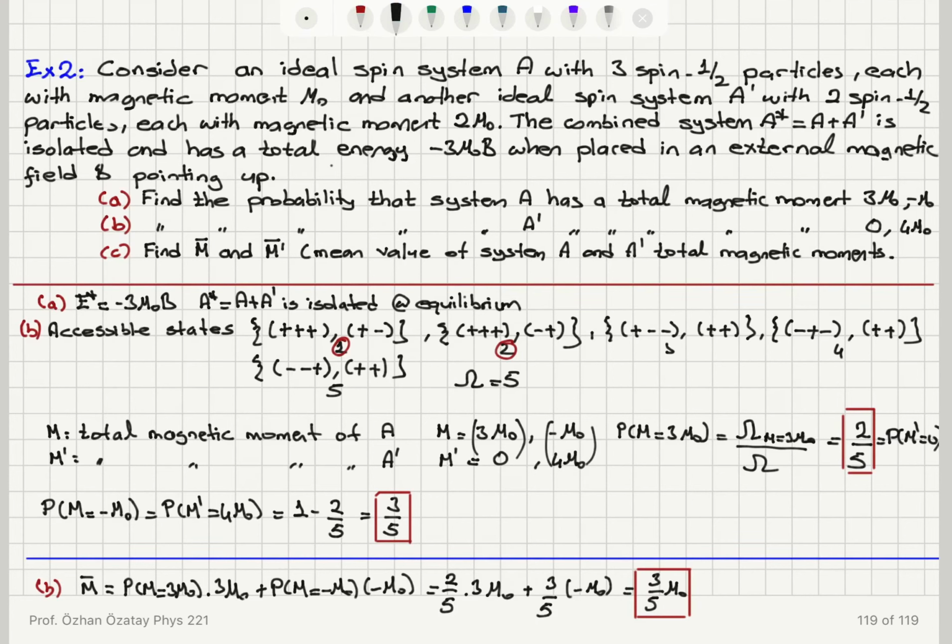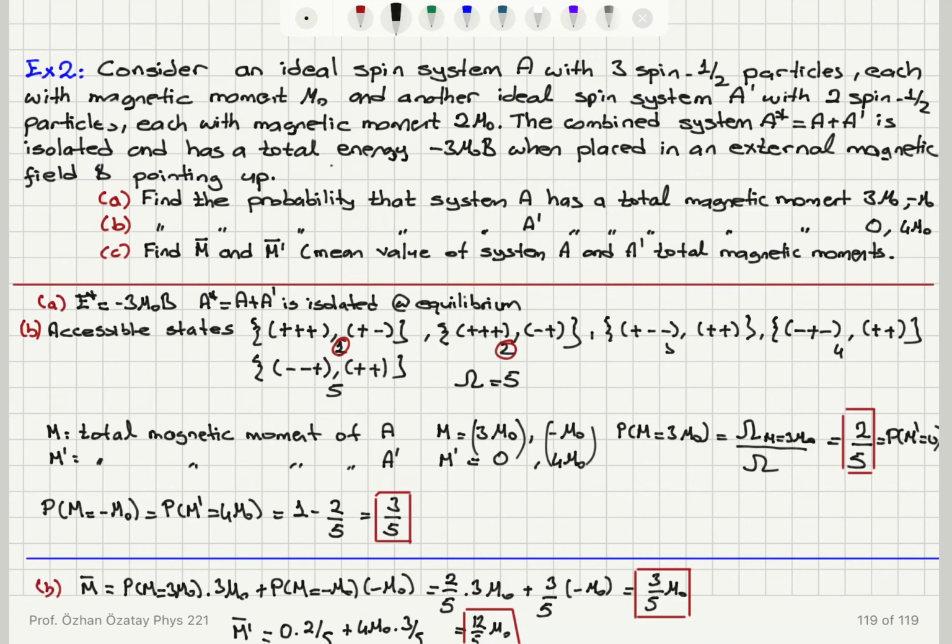What is the mean value of m prime bar? This is basically: the first possibility is to have 0 and the corresponding probability is 2 over 5. The second possibility is to have 4 mu 0 and the probability of that is 3 over 5. So this will give me 12 over 5 mu 0 for the average value of the magnetic moment of the primed system.